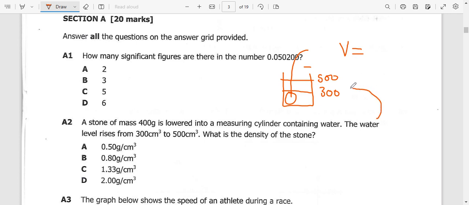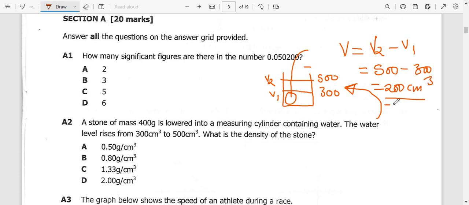Looking at this one, since you don't know the density, how can you find the volume of the stone? The volume of the water before you put the stone was 300 and after you put the stone was 500. So this is volume 2, this is volume 1. The volume of the stone is going to be volume 2 minus volume 1. Volume 2 is 500, volume 1 is 300. That gives you 200 cubic centimeters. This is the volume of the stone.